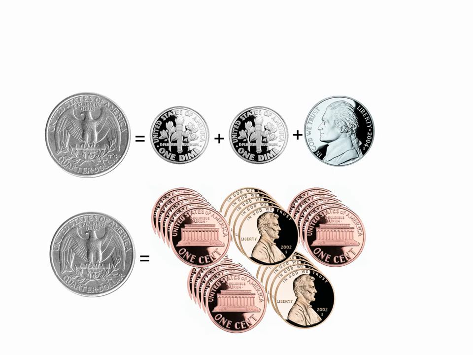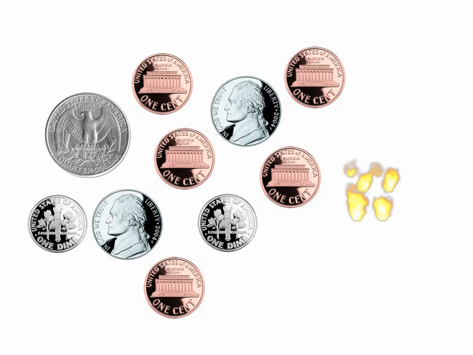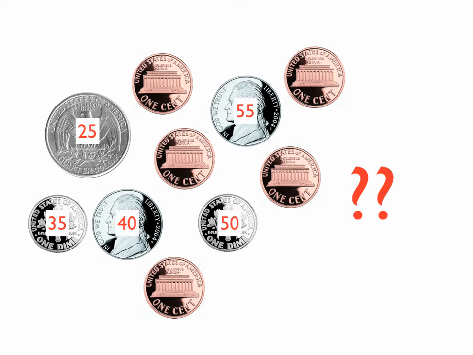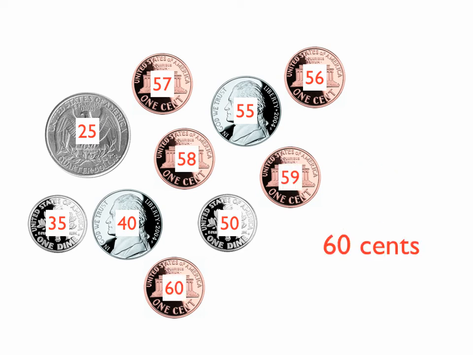And if you see a pile of money on the table, there's several different ways you could count it. I always start with the biggest first. 25, 35, 40, 50, 55, 56, 57, 58, 59, 60. Well, in music, we often have different note values, like this example.